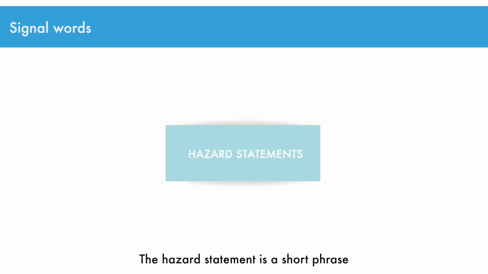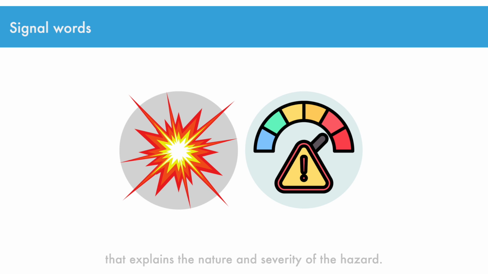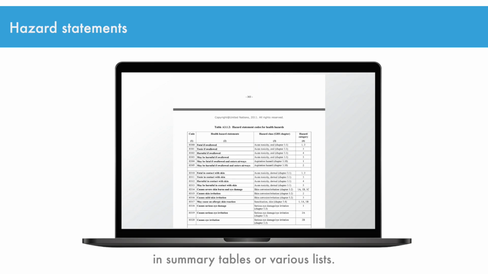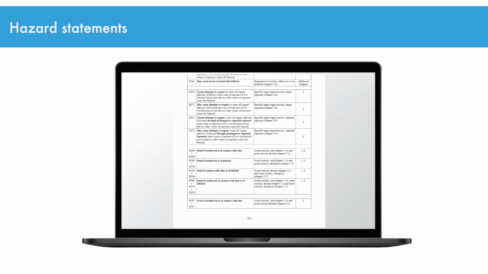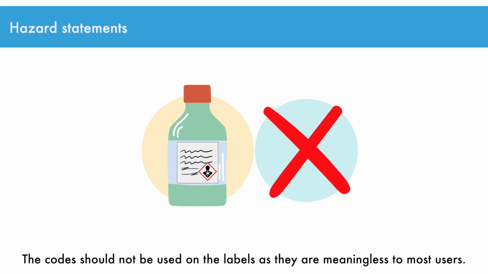A hazard statement is a short phrase that explains the nature and severity of the hazard. The hazard statements have been codified for ease of reference in summary tables or various lists. The codes should not be used on the labels as they are meaningless to most users.